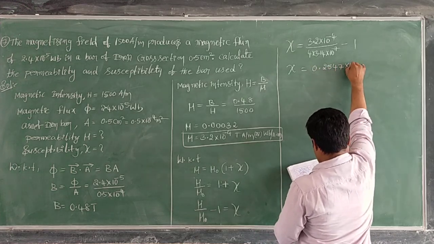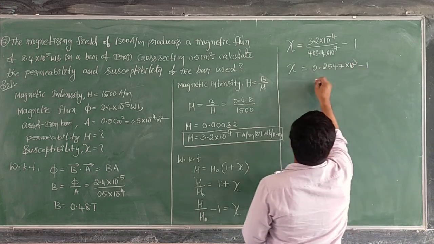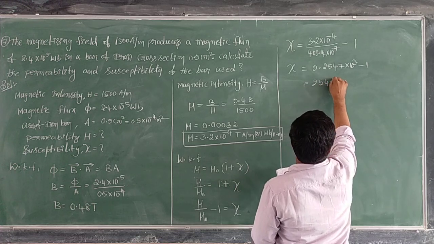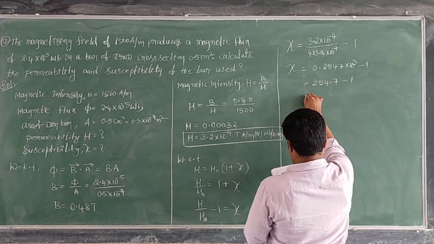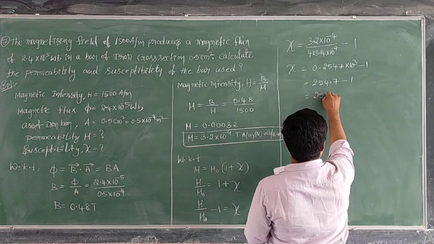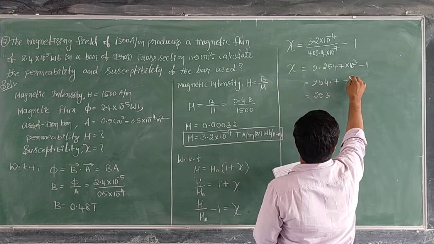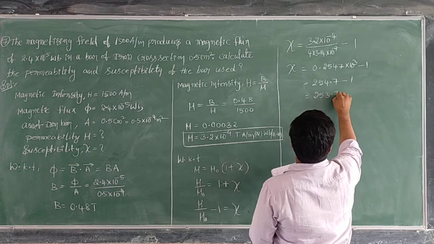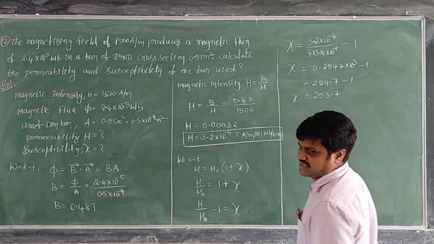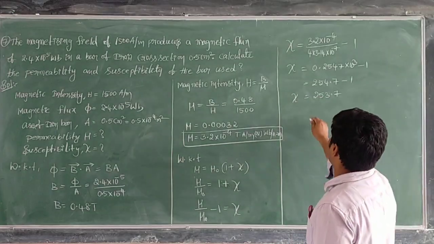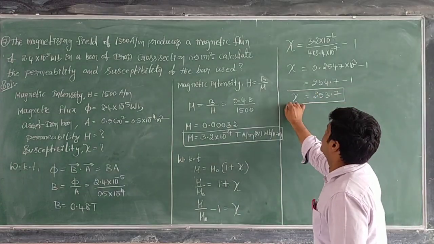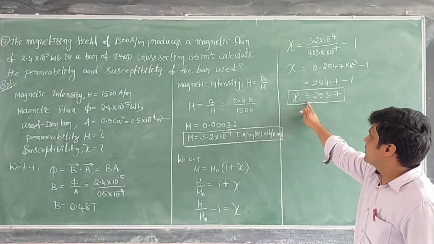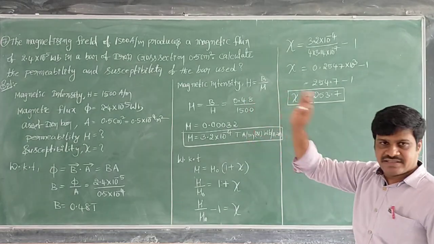0.2547 into 10 cube minus 1. Okay, this one will be multiplication. 254.7 minus 1 is equal to 253.7, you may get, that is the susceptibility. Susceptibility is having no units. So susceptibility of this iron bar is nothing but this much and permeability is this much. Yes?